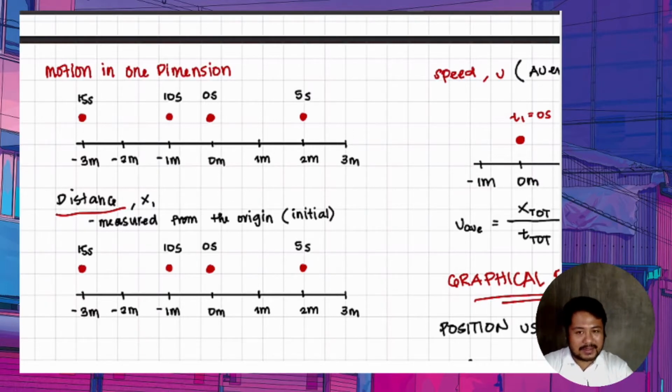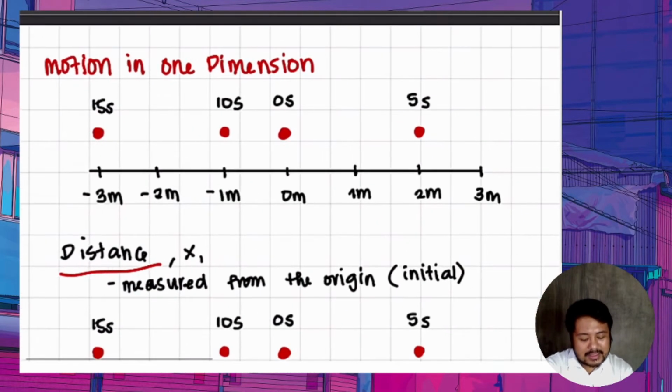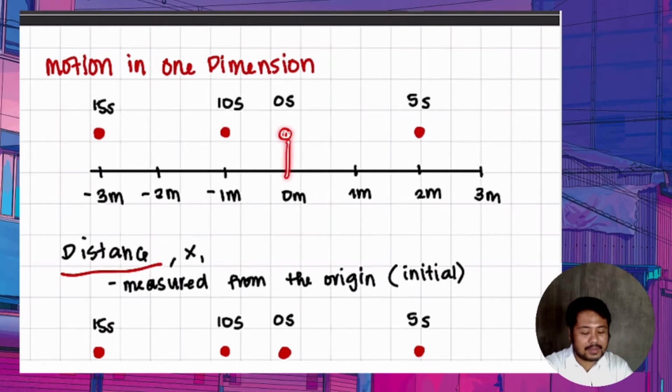Let's have this idea wherein we have a particle that is seen at different instances, at different points, laid in one dimension along the x-axis. So you have 0 meter, 1 meter, 2, 3, -1, -2, -3. We can see the particle at 0 seconds at 0 meters. After 5 seconds, it is at 2 meters. At 10 seconds, -1 meter, and then at 15 seconds, -3 meters.